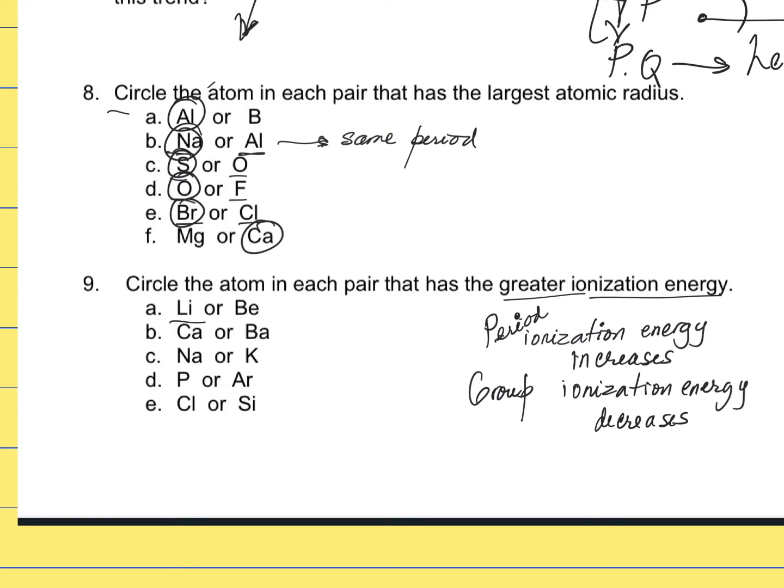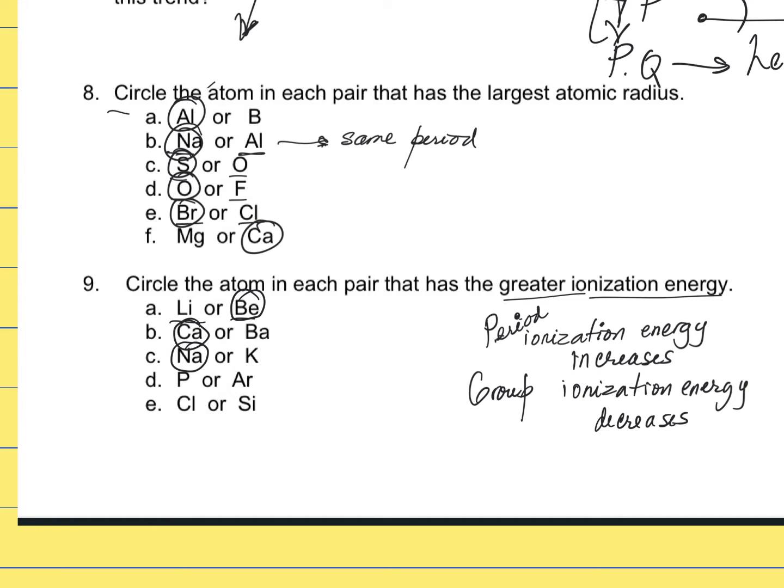Okay, so first you have lithium and beryllium. Lithium and beryllium, same period. So across the period it is going to increase. The one with the greatest one is going to be beryllium. Calcium and barium, same group. Calcium is in period 4, barium is in period 6, meaning that calcium is the one with the highest ionization energy. Sodium and potassium, sodium has more control of the electron because it has fewer levels of energy.